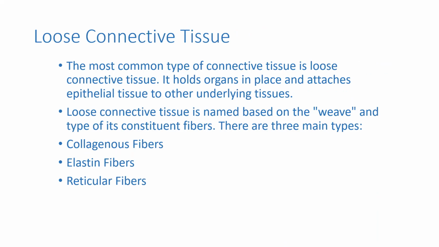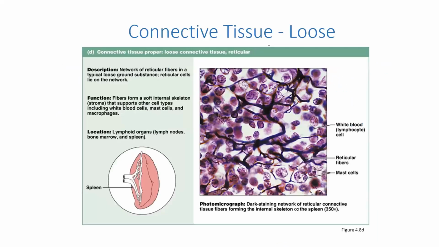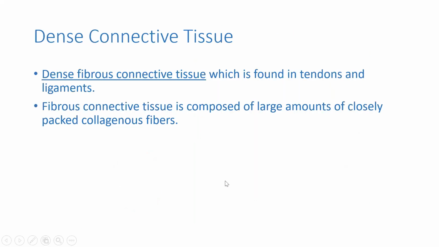Loose connective tissue has an irregular, woven pattern, and this is what it looks like here. Again, this is loose connective tissue. Here's our spleen. It wraps around the spleen to help hold it in shape. It forms an internal soft skeleton, if you will.